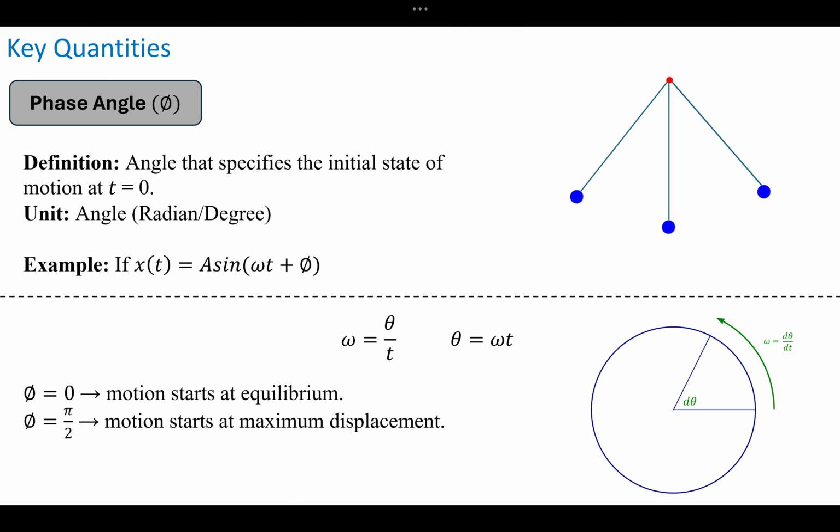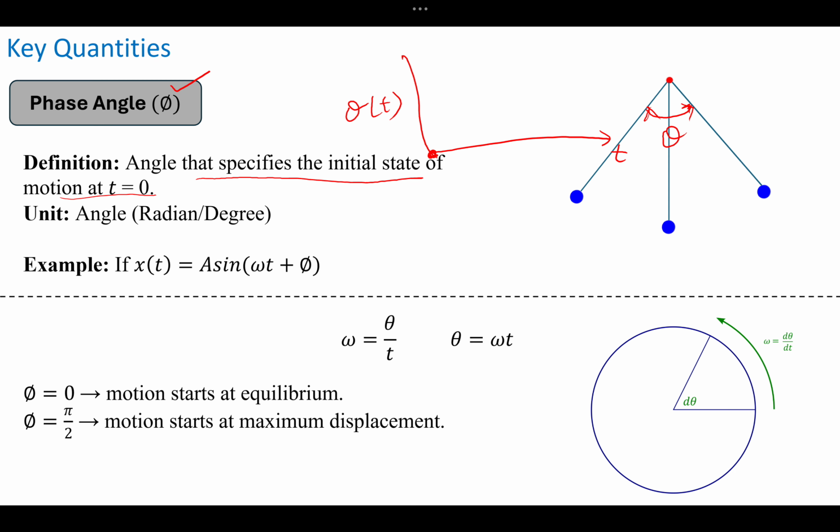Now we have the last quantity, which is the phase angle, also represented as phi. It is defined as the angle that specifies the initial state of motion at t equal to 0. So t equal to 0 is important because, let's say this is time, and then you have the displacement, theta of t, or angular displacement for a pendulum. The angle theta is changing during the oscillation. So we need to know the position of the body, or the angular displacement theta of the body, at the initial state.